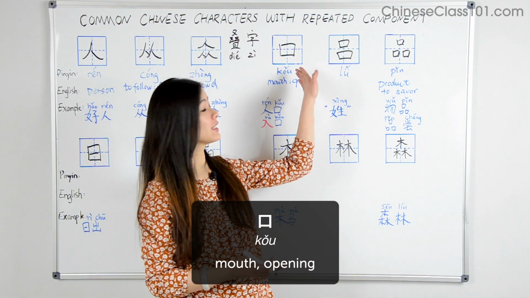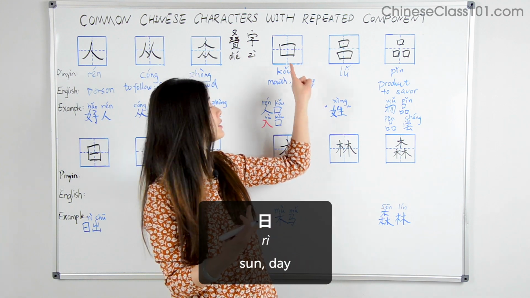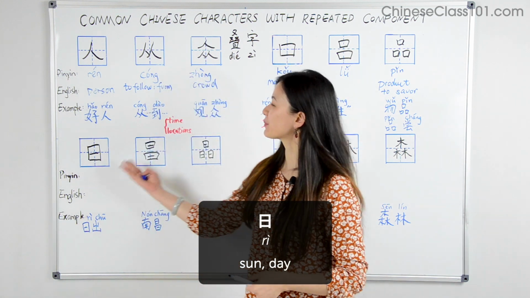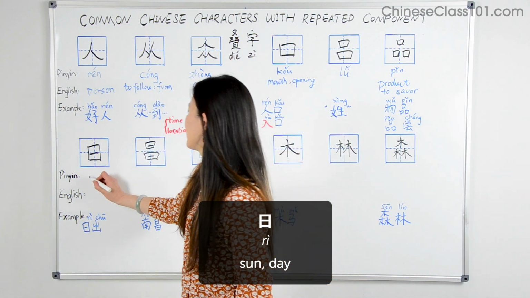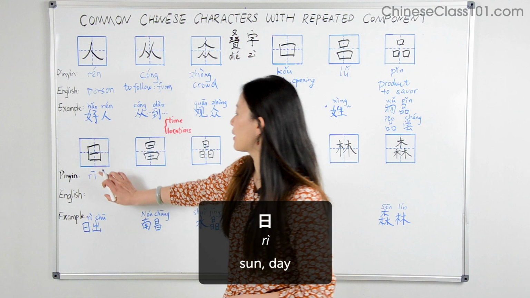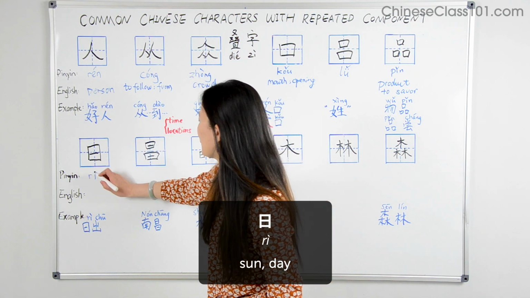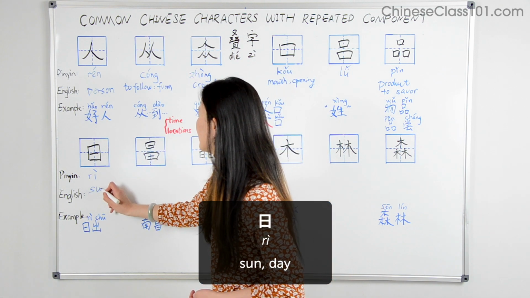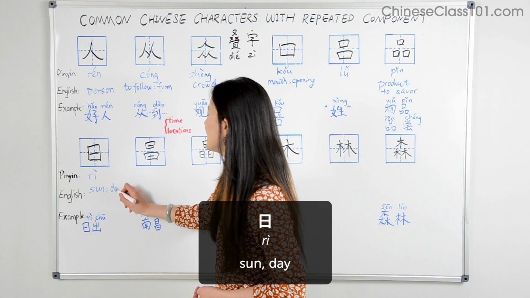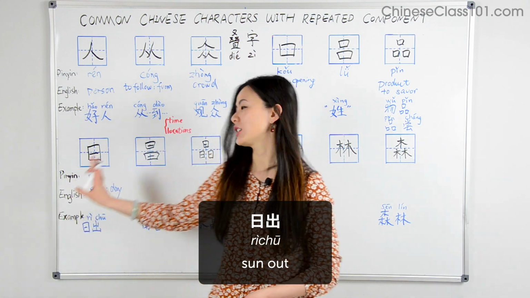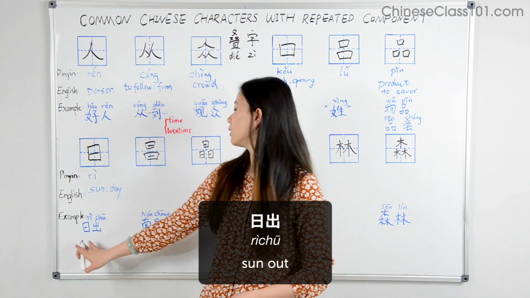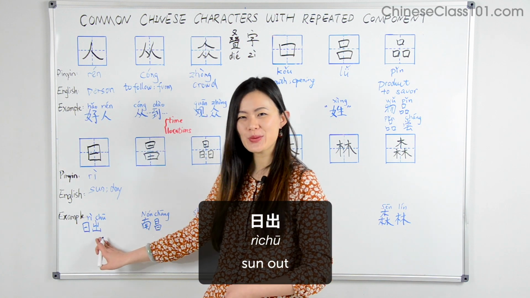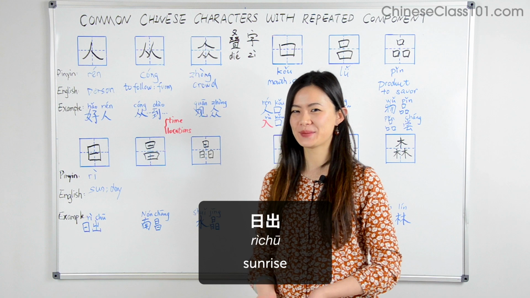Now you know this is 口. Now if I add 1 line in the middle of this character, it becomes a new character, which is 日. Sorry, I made it look like a first tone, but it's a 4th tone. 日 means sun or day, but not Sunday. 日, such as 日出. 日 sun, 出 out. Sun out. 日出 is often translated as sunrise.